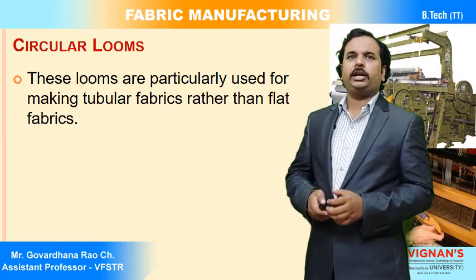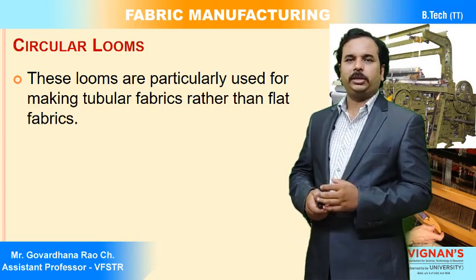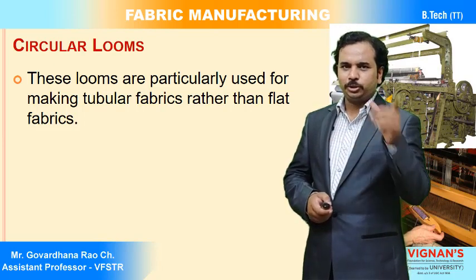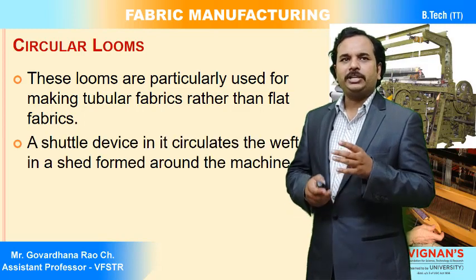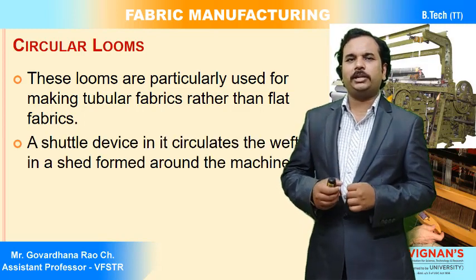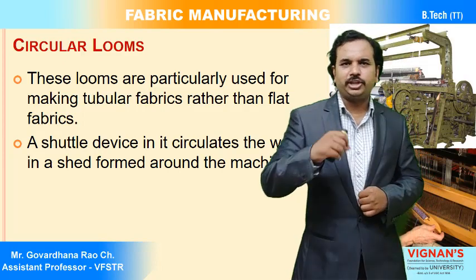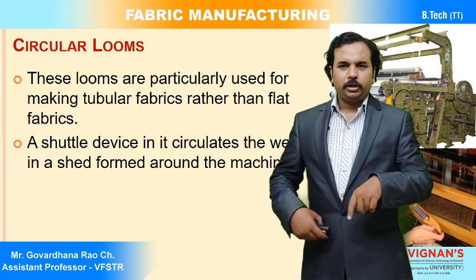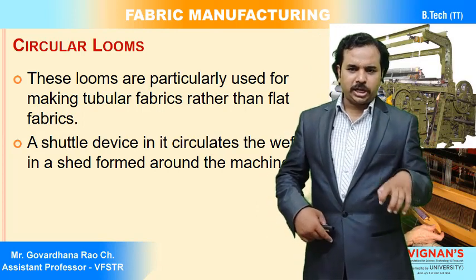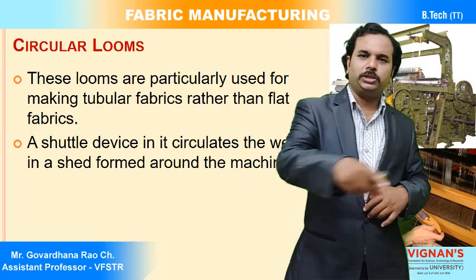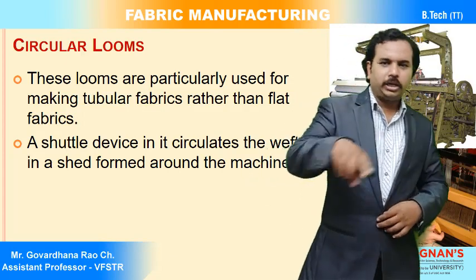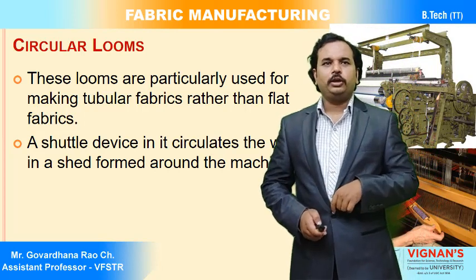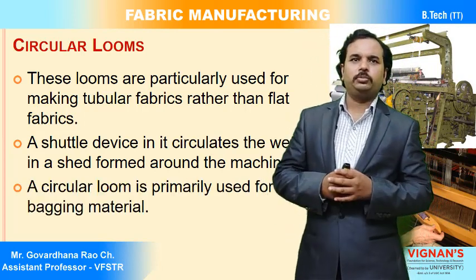These looms are particularly used for making tubular fabrics rather than flat fabrics. Tubular fabrics, nothing but the sack bags, are tubular. A shuttle device in it circulates the weft yarn in the shed formed around the machine. So there is a machine, and throughout around the machine there is shed formation. In the sheds there are shuttles, and the shuttles insert the weft yarn around the circumference of the machine, around the shed formation. So this is how circular looms work.